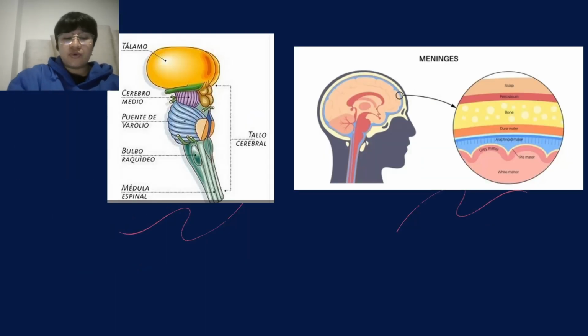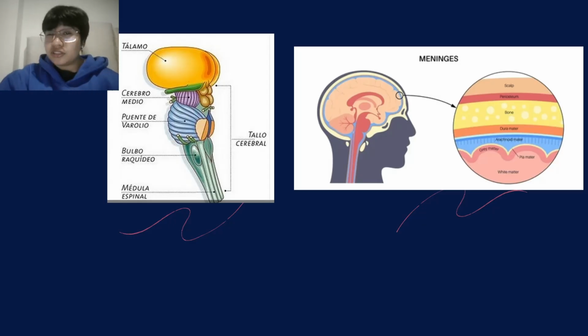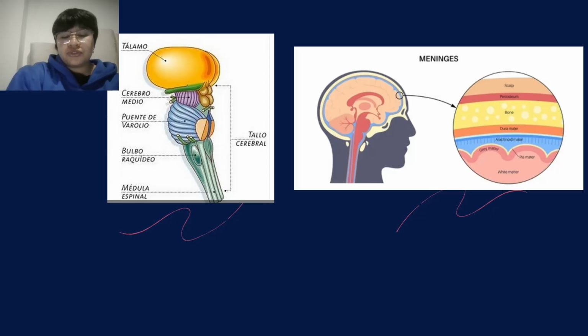And finally, we have the brainstem, which connects the brain to the spinal cord. It includes the midbrain, pons, and medulla oblongata. The brainstem controls vital functions such as breathing, heart rate, and blood pressure. These are automatic functions that we do not control consciously.